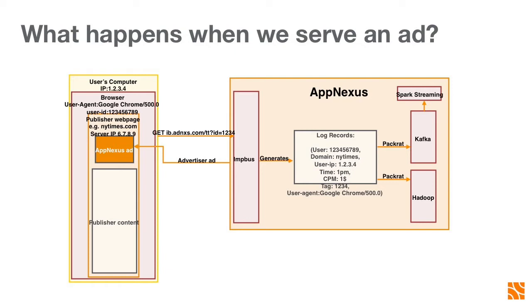There is a string called the user agent, which is submitted by your browser and tells the server on the other end of the connection what kind of browser you're using. Is it Chrome? Is it Firefox? Is it Internet Explorer? Are you on Windows? Are you on a Mac? Is it a phone? And so on. We also know the web page you're requesting an ad from, so you're looking at the New York Times and you want to see an ad.